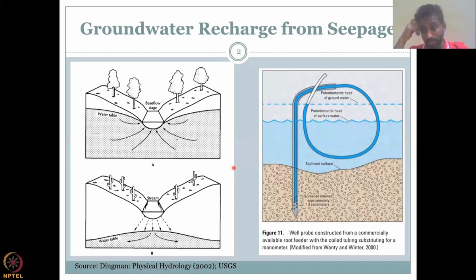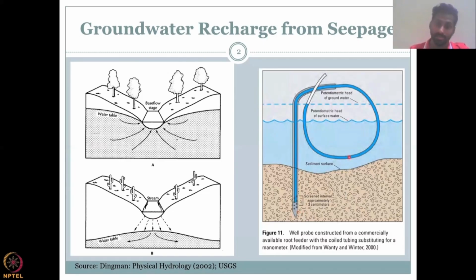So let's look at how recharge is estimated through seepage. This is your sediment surface or your stream bed. Right here on the stream bed, you will put the meter in. Here the meter is like a pipe with a screened interval of 3 centimeters, and that is where water can move in or out.